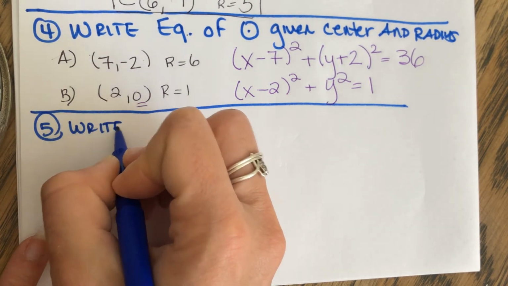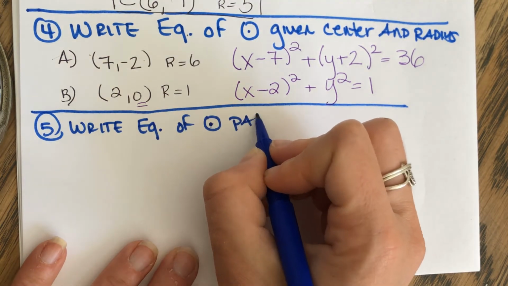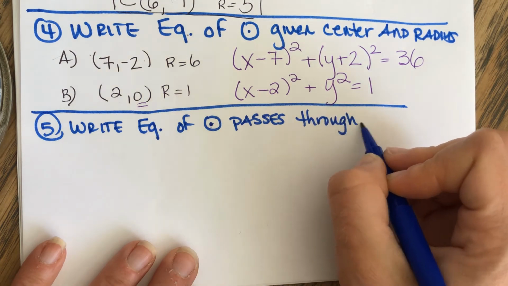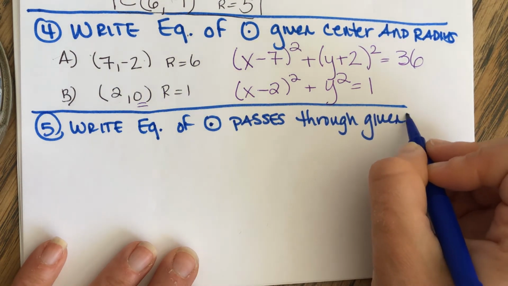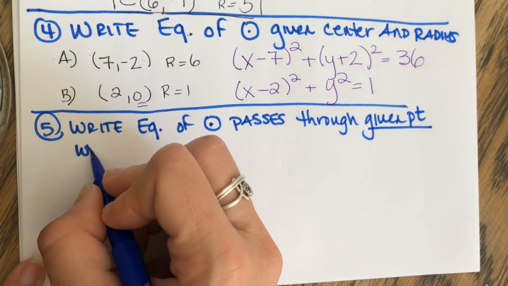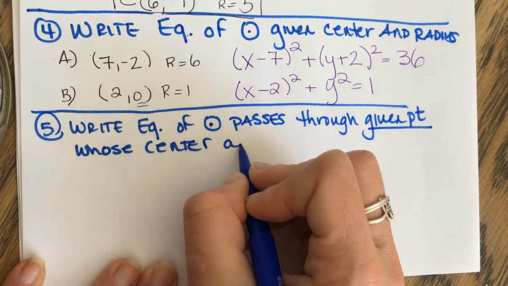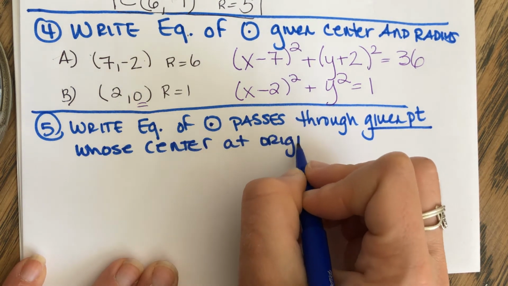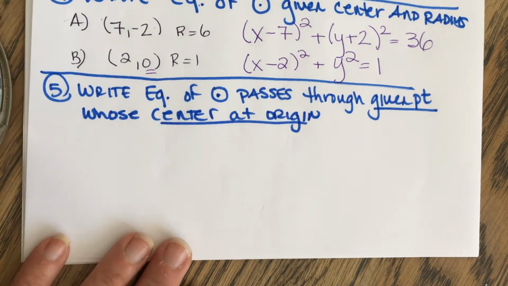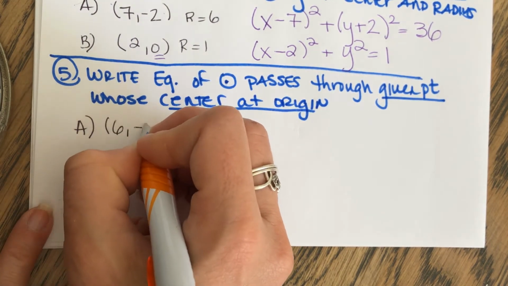So again, I'm going to ask you to write the equation of a circle that passes through a given point. So it's a little different. It's going to pass through the given point whose center is at the origin, something like that. So that's what you want to look at. Okay, so we'll do 2 of these and then we'll go on to our last type of question. So I'm going to say 6, negative 2.